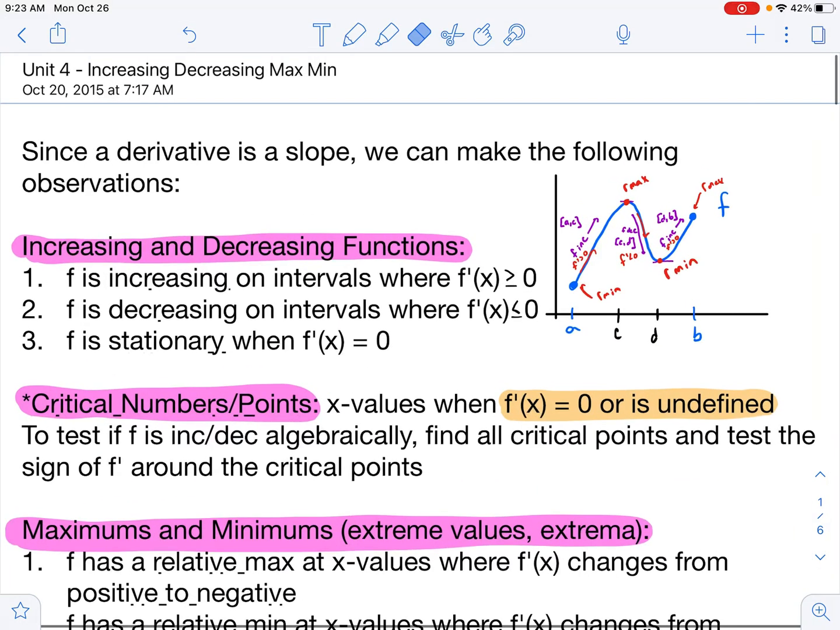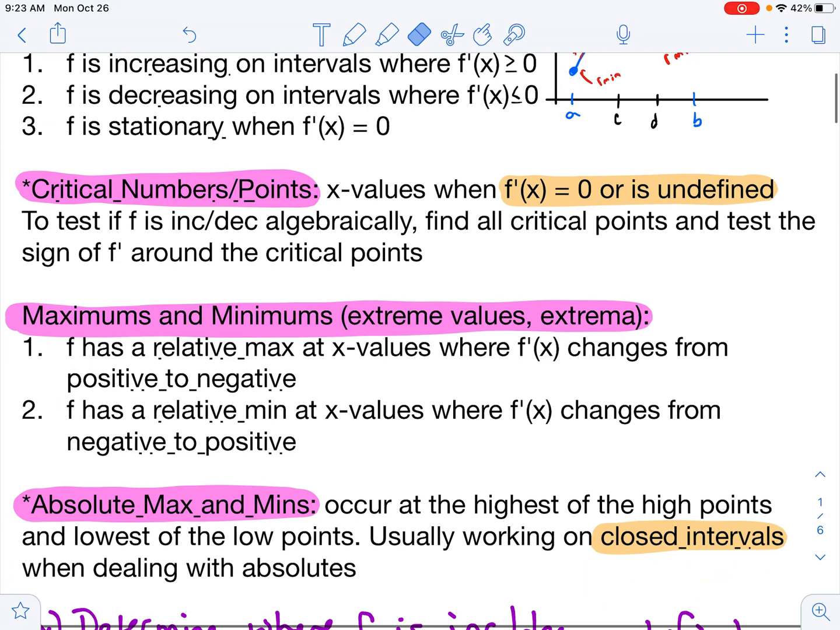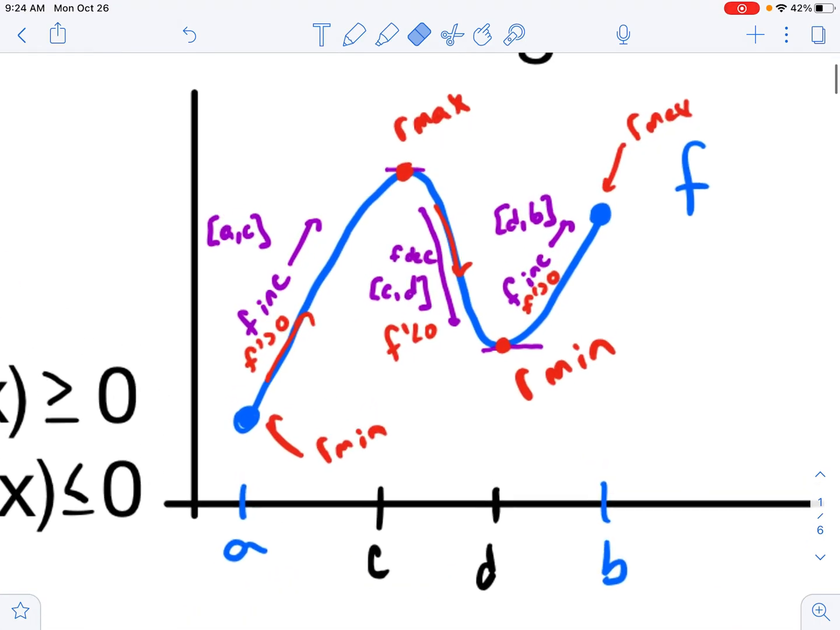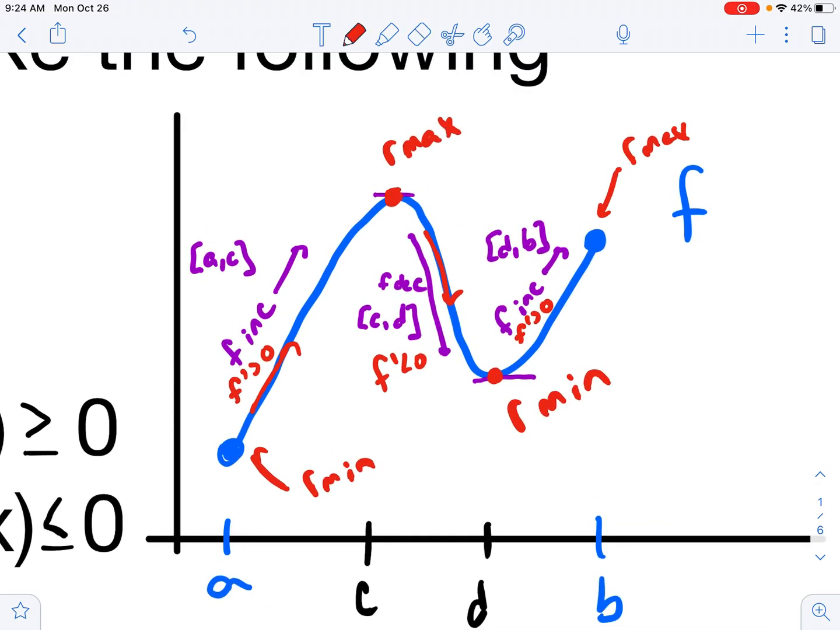Sometimes we talk about absolute maxes or mins, and those are the highest of the high and lowest of the low. They occur at the highest of the high points, the largest of the y values, and the lowest of the low points, the lowest of the y values. And typically we're dealing with closed intervals when we're dealing with absolute maxes and mins. Looking at this again, the highest point here is not only a relative max, but also an absolute max. This guy down here is not only a relative min, but also an absolute min. The lowest of the low.